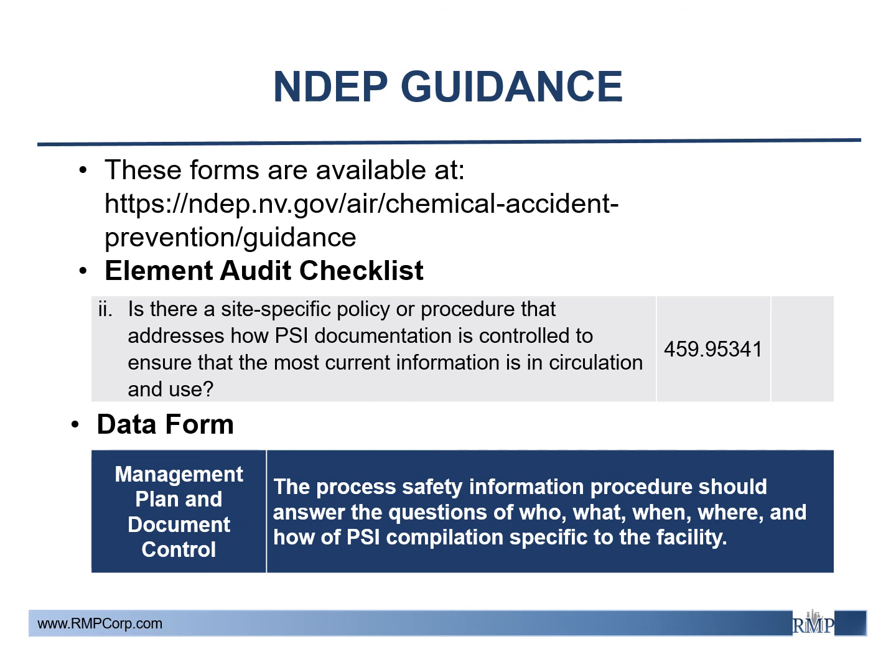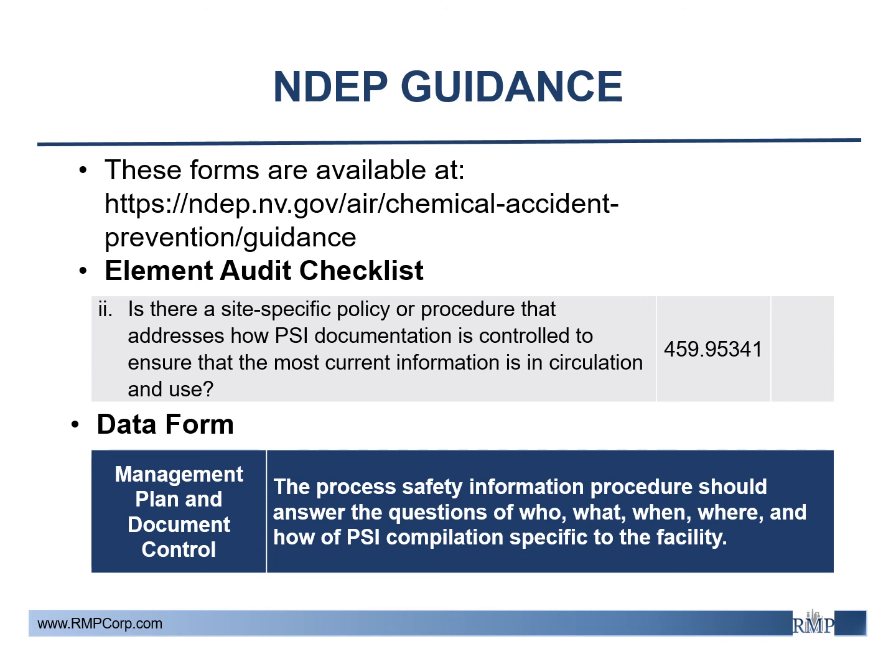The document control requirements are listed along with the management system requirement in each CAPP requirement, but the strategy for developing these programs can differ significantly. The element audit checklist presents an excerpt from the checklist used by auditors to grade programs. The contents of the form provide an overarching description of ensuring that the most current information is in circulation and use, which can be applied and accomplished using the strategies we've already discussed.